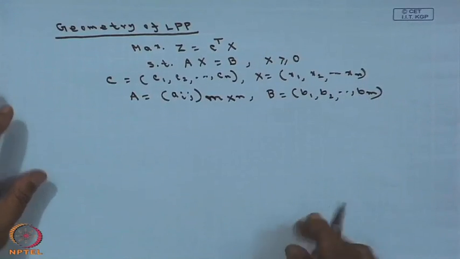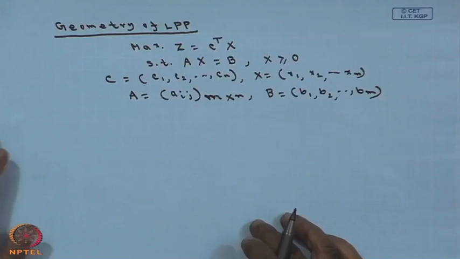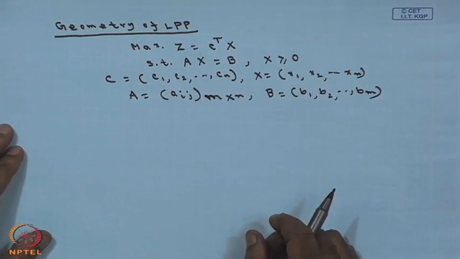So, we are having one LPP: maximize Z equals C transpose X subject to A x equals B, where C represents the matrix C 1, C 2, C n, X represents the matrix x 1, x 2, x n, A is the matrix A i j of order m cross n, and B equals B 1, B 2, B m, this is the B matrix.